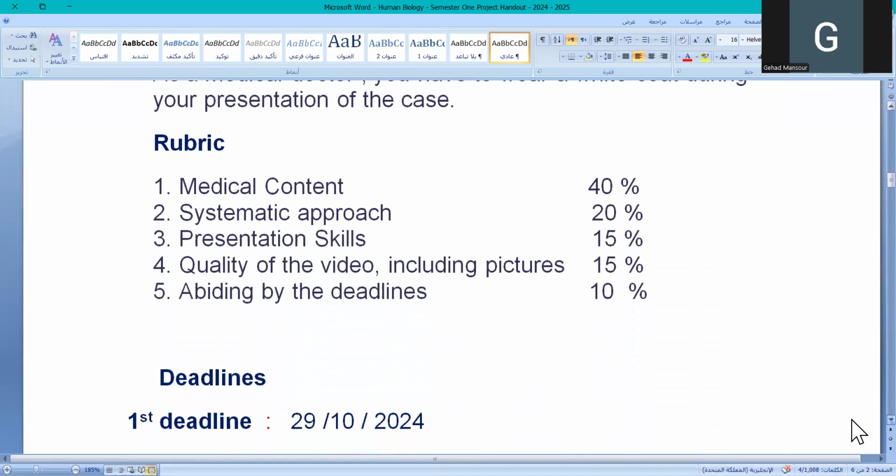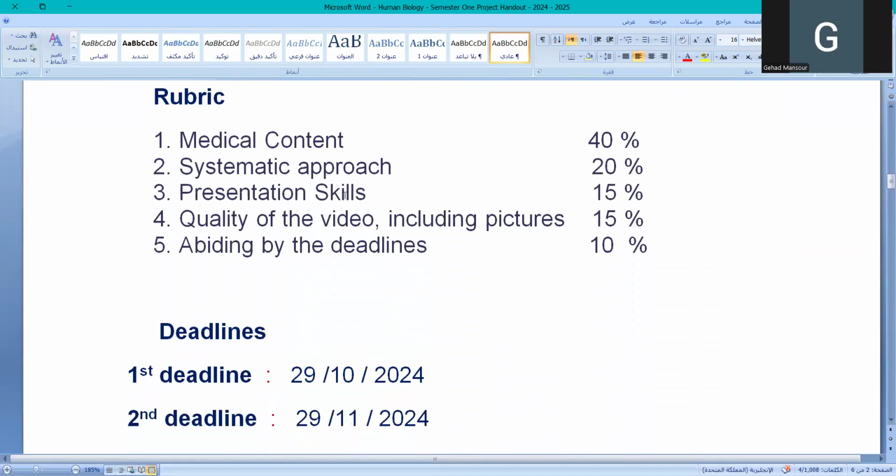The rubric is divided as follows. The medical content is worth 40%. How systematically you proceed is worth 20%. Your presentation skills: you will try, of course, to make the case attractive to the audience, and to keep them engaged in watching the video till the end.